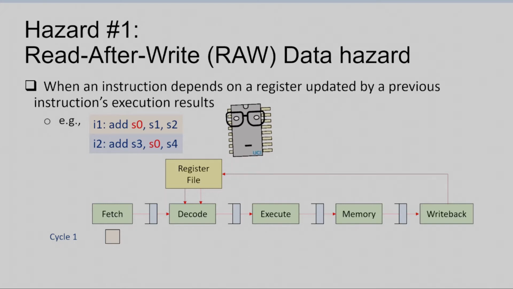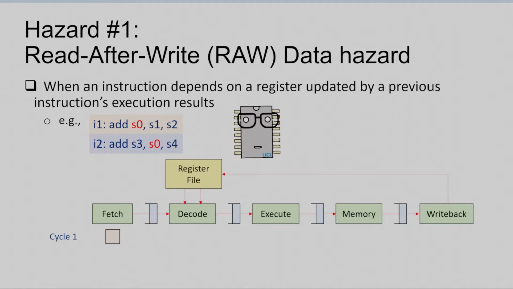So let's say we have 2 instructions. The first instruction takes the value inside S1 and S2, adds them together and stores it in S0. The second instruction takes the value of S0, which was calculated in the previous instruction, adds it to S4, and then stores it to S0. So there's a shared register between these 2 back-to-back instructions.